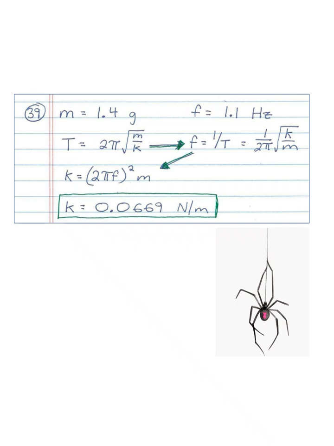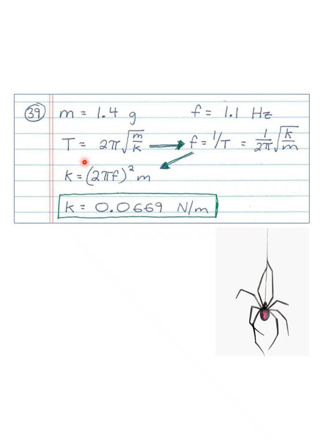Number 39. A 1.4 gram spider dangles from the end of her silk thread, undergoing vertical oscillations at 1.1 hertz. What's the spring constant of the spider's thread? All right, so we're given mass is 1.4 grams, frequency is 1.1 hertz, and we're going to remember these two equations. We can look at the period or the frequency equation, whichever is most useful to us.